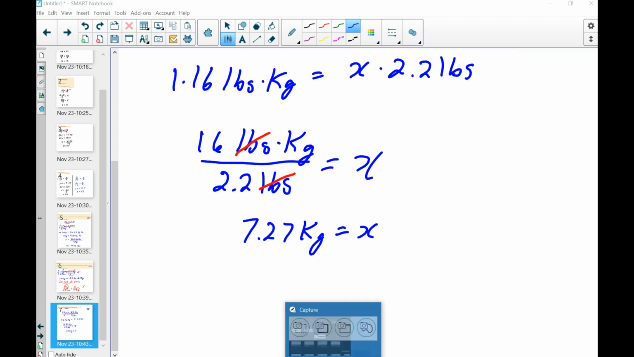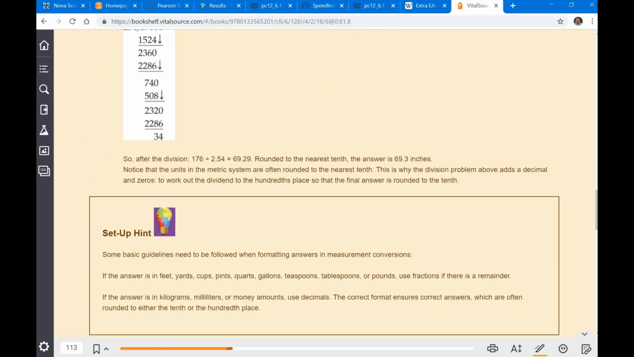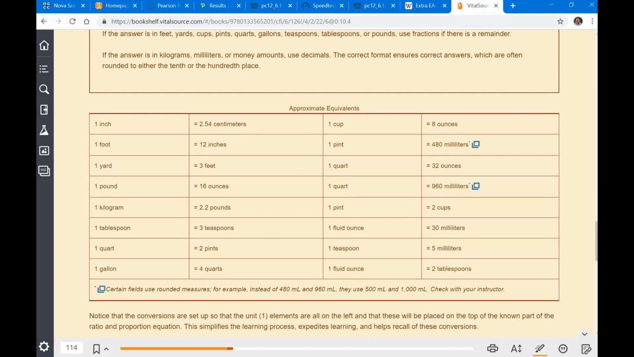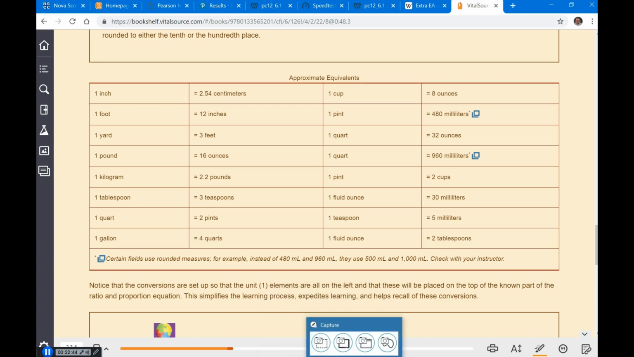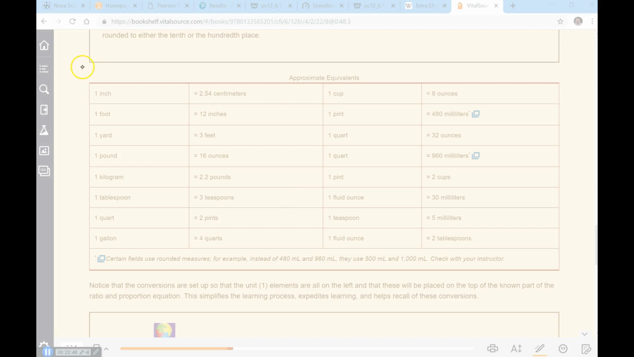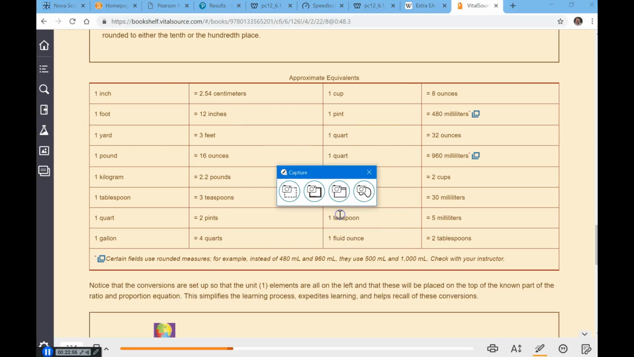So let's try something new. Right here, this is an important table. I'm not going to ask you to memorize it. These are approximate equivalents. Let's have a look at the book again. So this chart right here, I'll throw it in your notes so you have it there. But I'm not going to make you memorize it. If you're doing the assignment at home, keep the chart close to you because you'll need it.